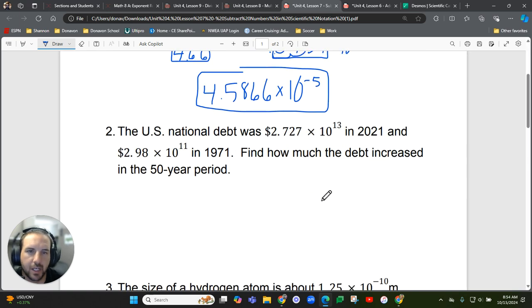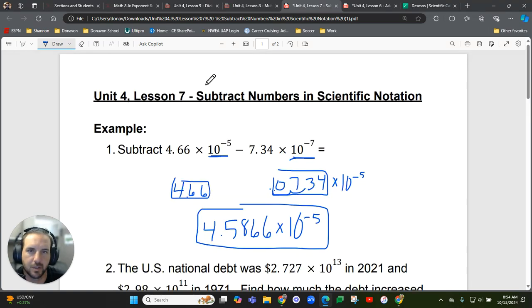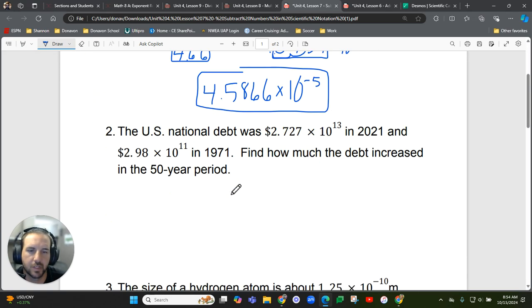All right, so same thing here. Again, we have to put them in the same power of 10, and we always want to go for the larger power of 10. In this case, the U.S. national debt was this number in 2021. In 1971, it was this number. Find how much the debt increased. To find how much it increased, we subtract them. Of course, this is all about subtracting numbers in scientific notation.